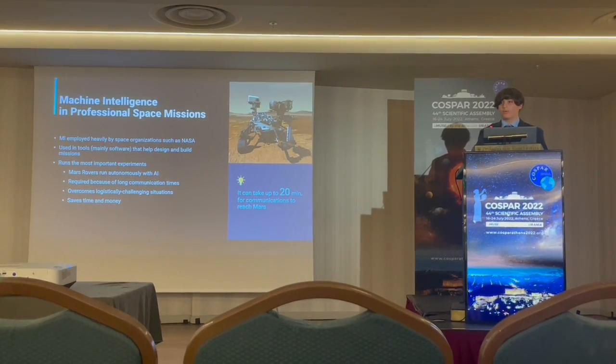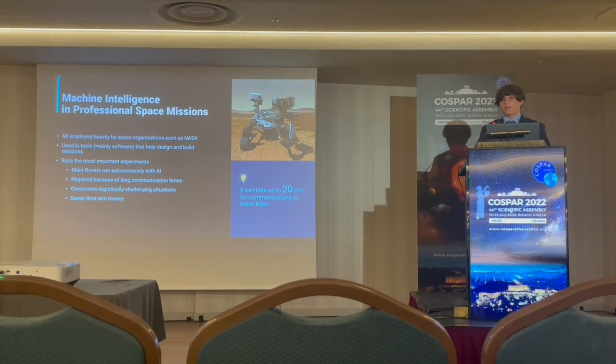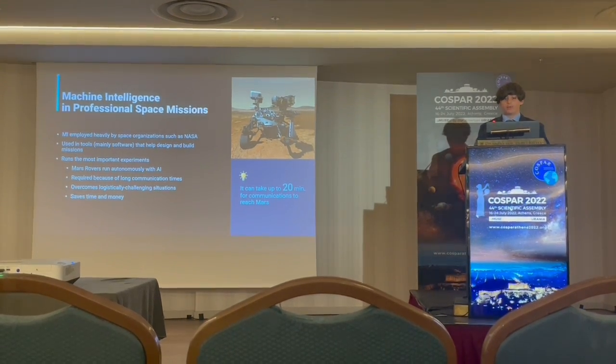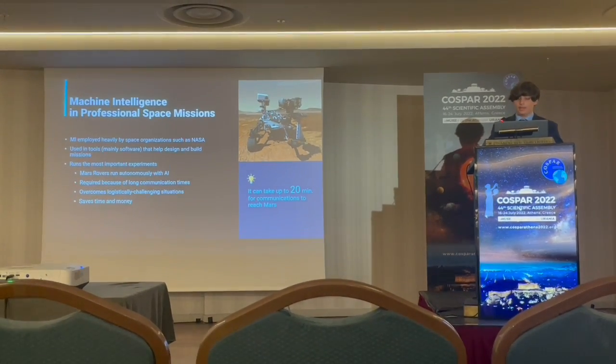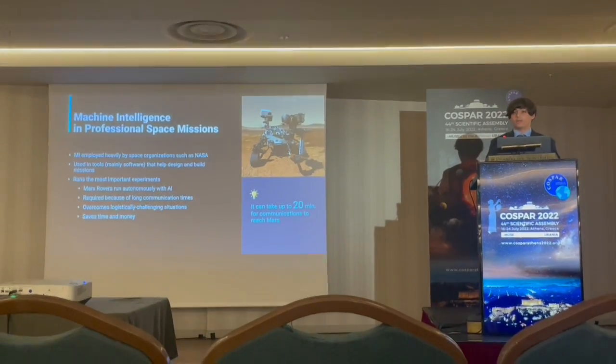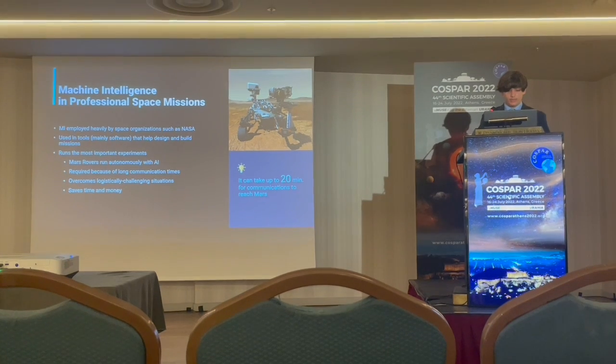For example, Mars rovers run completely autonomously with artificial intelligence software. In the 20 minutes that it can take to communicate with Mars, a lot can happen to a rover. It can be damaged or stuck somewhere, and it's important that artificial intelligence is making good decisions and keeping the rover safe at all times.